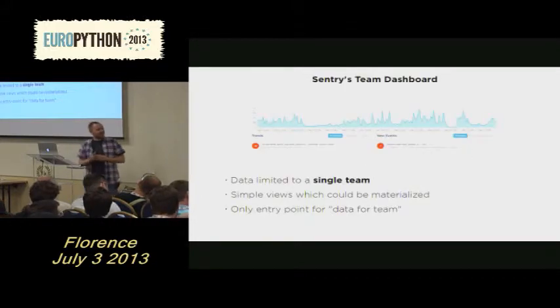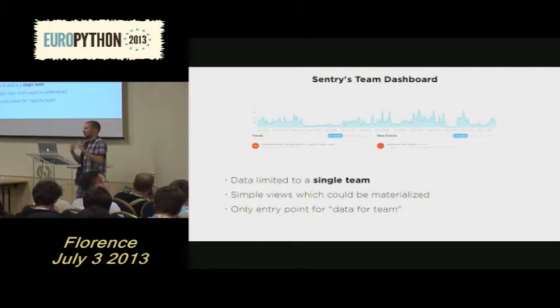Sentry's, I want to say, done a good job at this. We have a team dashboard. A team in Sentry is kind of like a GitHub organization. You have many projects under an organization. So we have a dashboard, and this is the only place where we aggregate data at a team level. And this is important because the dashboard is very simple. It has a chart, and it has two simple views that show the trending data and the new data. And these would be trivial to cache or to materialize in another key.